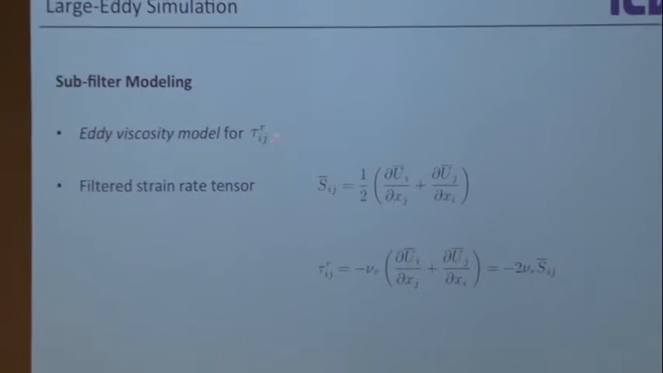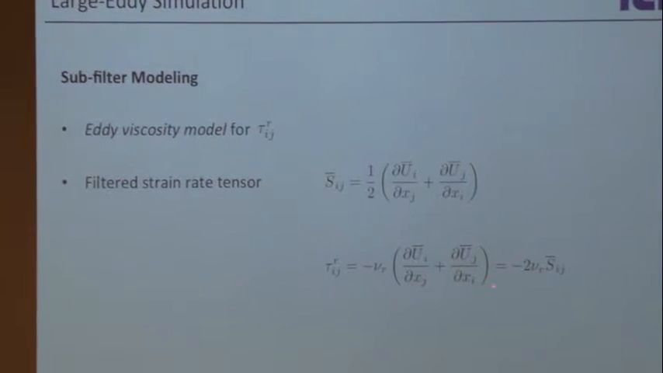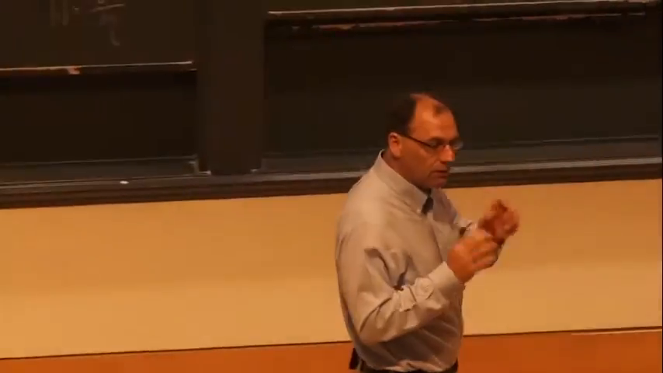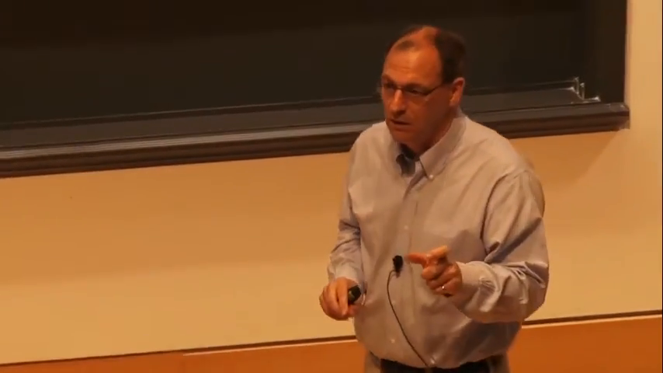Okay, so now I can think of a model for this. This is how it looks, and this nu r here now, this is much smaller than the eddy viscosity in the Reynolds averaged model. Okay, because it accounts for only a little part of the turbulence.